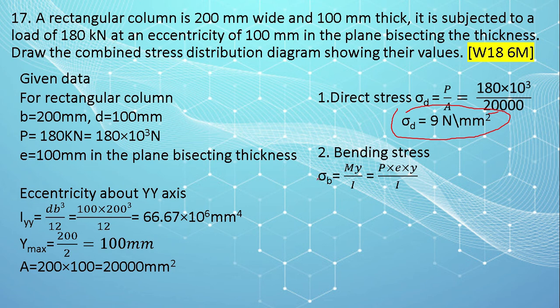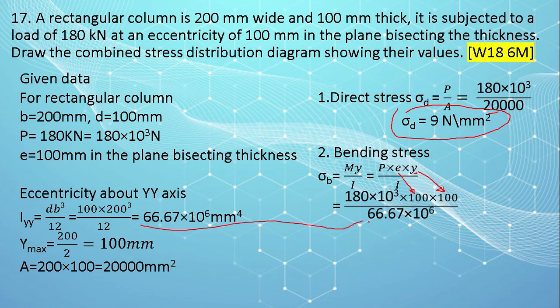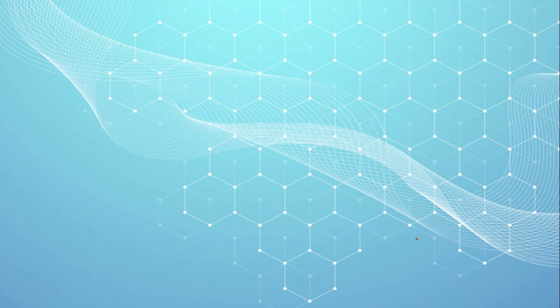Now for bending stress, formula for bending stress is sigma b is equal to M by I multiplied by y. M can be written as P multiplied by E, force multiplied by perpendicular distance, multiplied by this y divided by I. Put value of P 180 into 10 raised to 3, value of E 100 and value of y is 100, and value of moment of inertia from here 66.67 into 10 raised to 6. Therefore bending stress is 27 Newton per mm square.